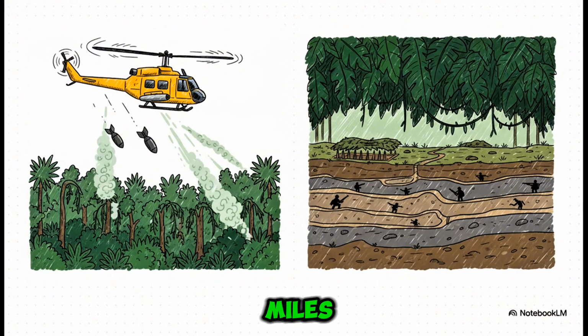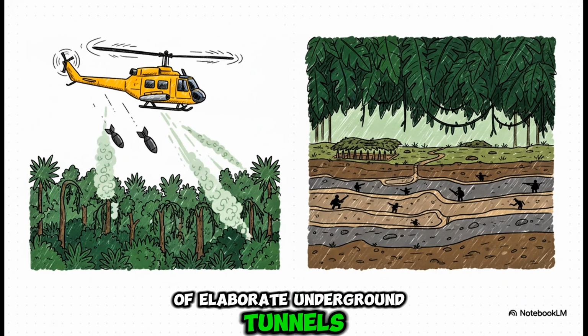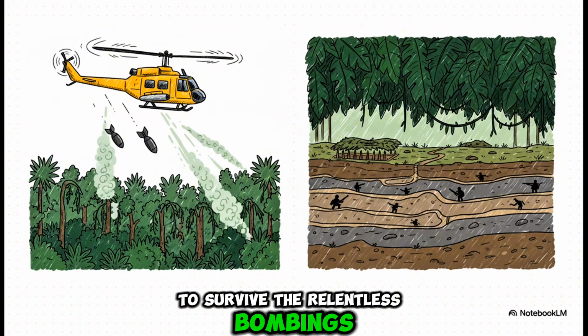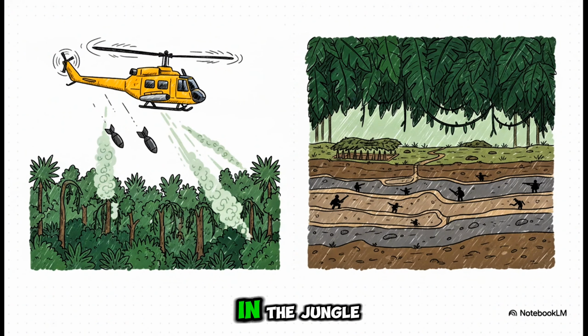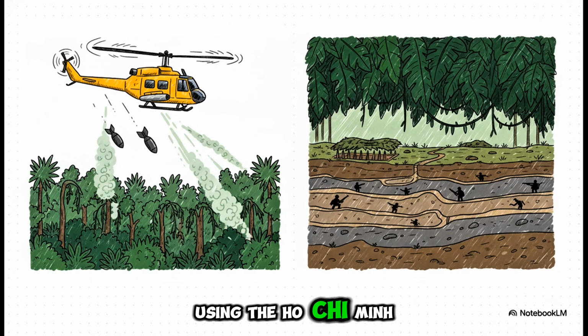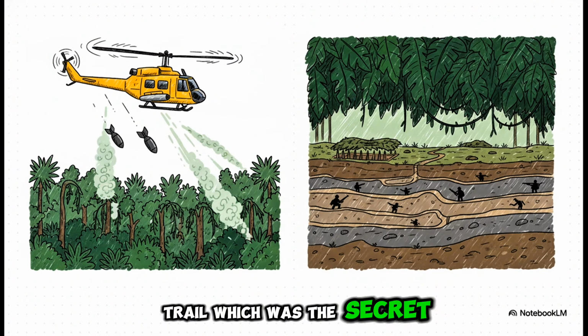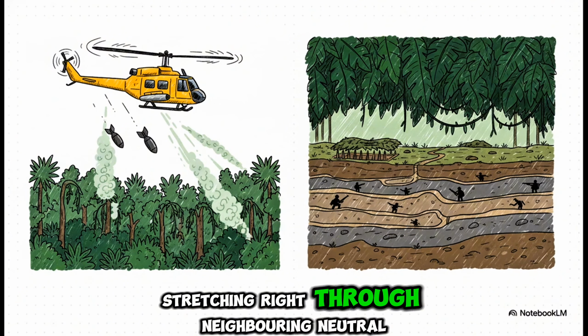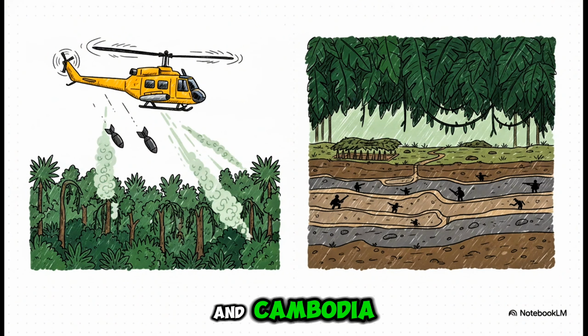They built literal miles of elaborate underground tunnels to survive the relentless bombings, laid brutal booby traps out in the jungle, and kept their forces constantly supplied using the Ho Chi Minh Trail, which was this secret, shifting network stretching right through neighboring neutral Laos and Cambodia.